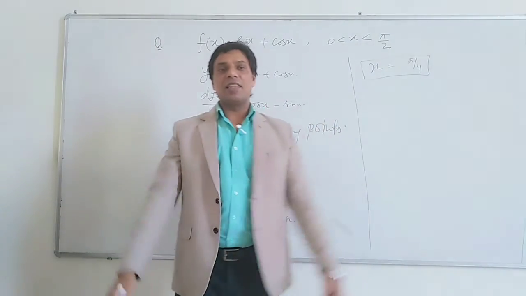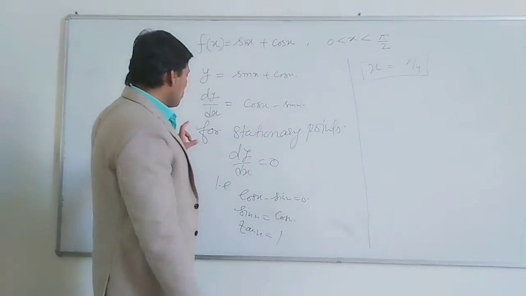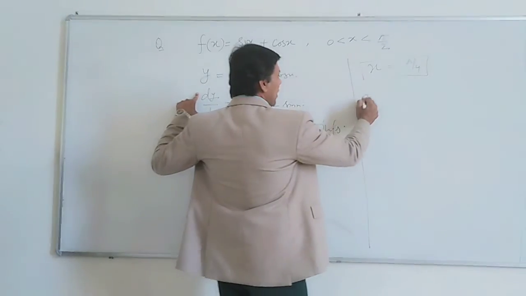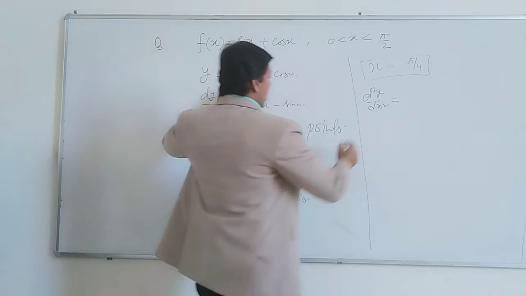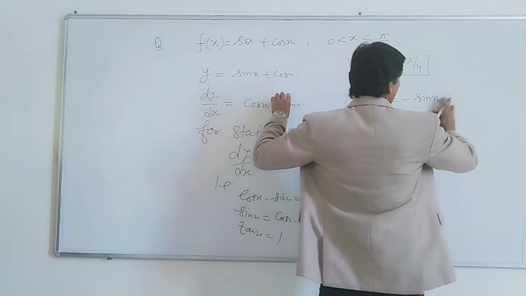Now I will check whether it is the local maxima or local minima. So to check it, I need to find second derivative. So I will find it, d2y dx2. So cos x differentiation is minus sin x, and minus sin x.